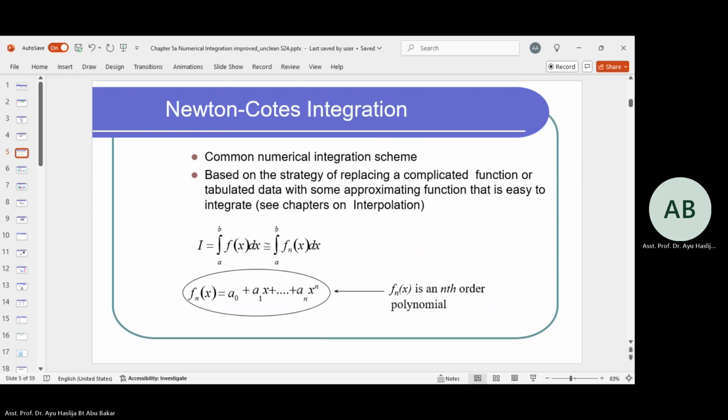Okay. Now this is the common function that we came across during Newton interpolation last time. A here is similar to b. Okay, b0, b1x, and bnx. This is the general function from Newton last time. That's why it is also called Newton integration.